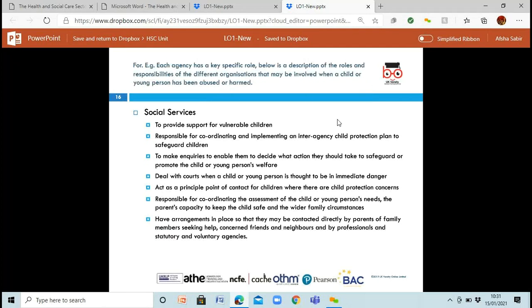So, like it says over here, each agency has got a specific role, and this is just a very small list of some of their roles and responsibilities. So the social services, they'll provide support for vulnerable children. They're responsible for coordinating and implementing interagency.